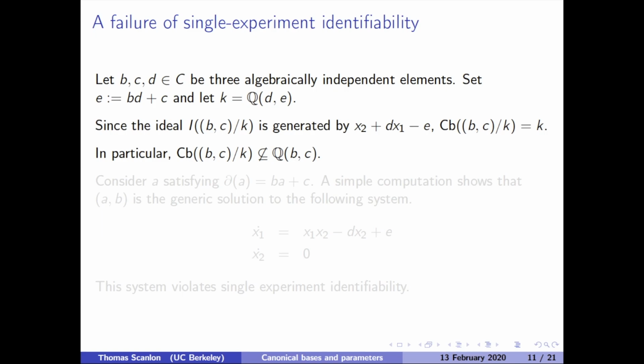One thing to note, because this field is generated by algebraically independent things, and the first three were algebraically independent with transcendence degree 3, it follows that you cannot get that field K inside the field generated by B and C. Because if you did, this field would contain a transcendence degree 3 field, and it doesn't. It's transcendence degree 2. Okay, so you can't compute the canonical base just from one realization, but this is kind of silly.